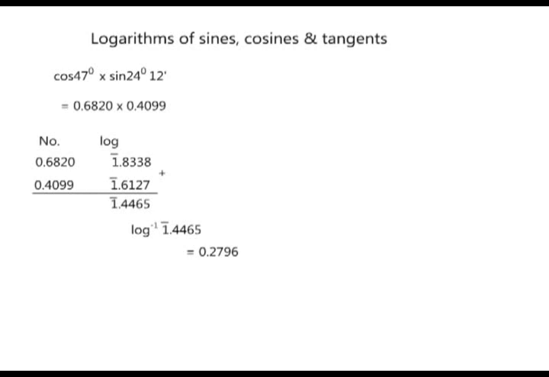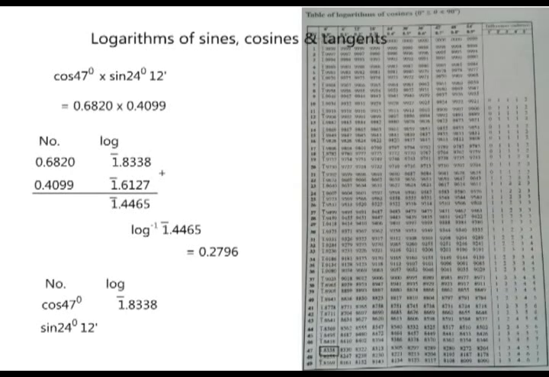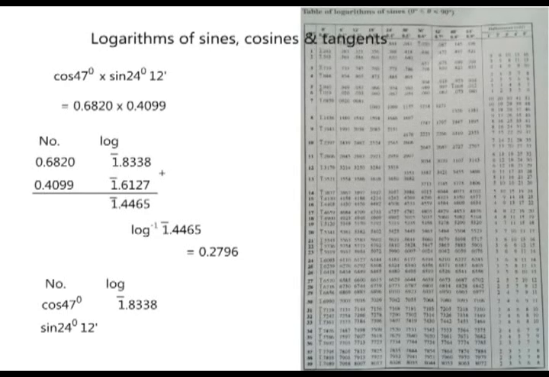Now, the other alternative is to read the logarithms of sines and cosines directly from the tables of logarithms of sines and cosines. For example, we have number and the logarithm. Cos 47 degrees, the logarithm is 1 bar 0.8338. And then sin 24 degrees and 12 minutes, the logarithm is 1 bar 0.6127, and you realize the logarithms are the same. We add them and we have 1 bar 0.4465. The antilog of that is 0.2796.